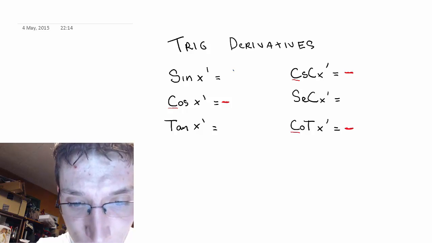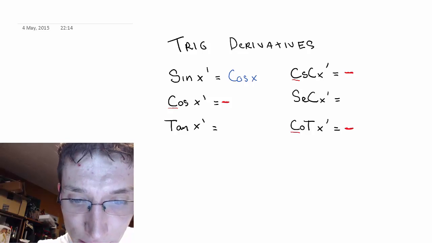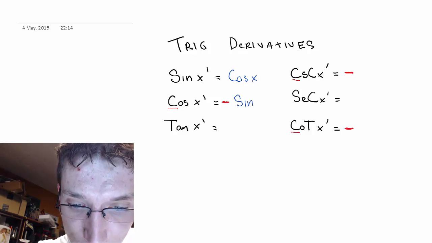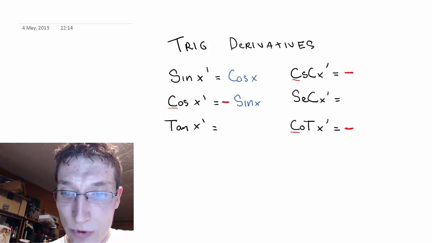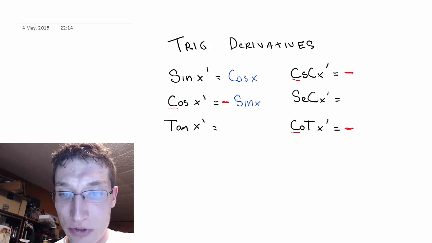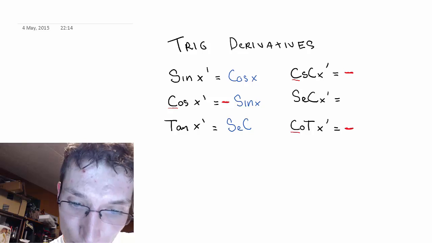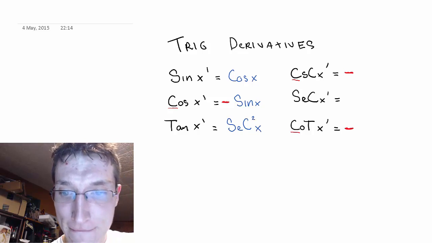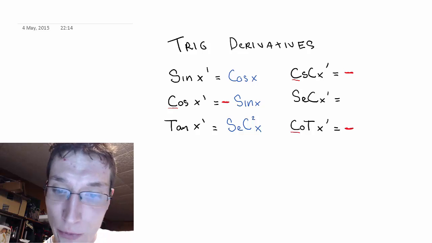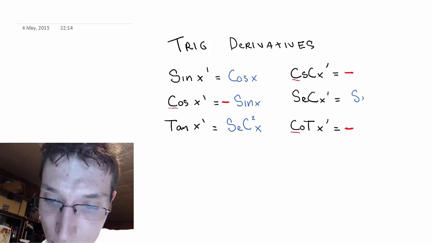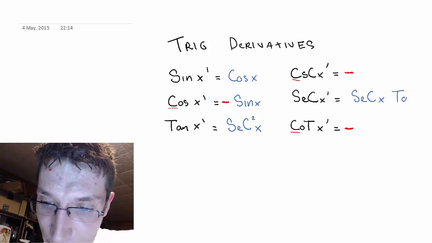So sine is going to be cosine. Cosine is going to be negative sine. Tangent goes with the positive sign here, which is secant, except it's squared. So secant goes with tangent. It repeats itself and multiplies with tangent.